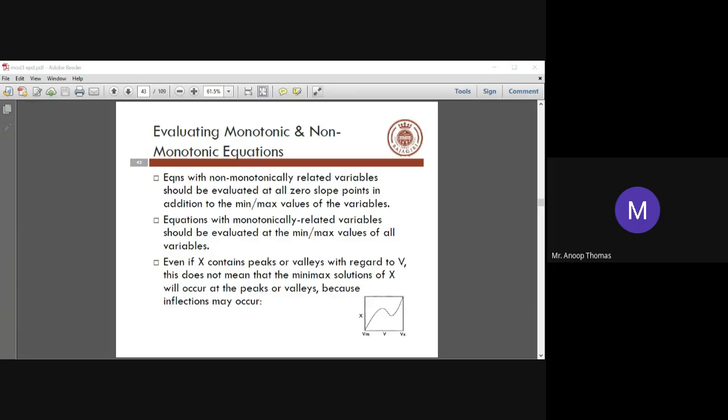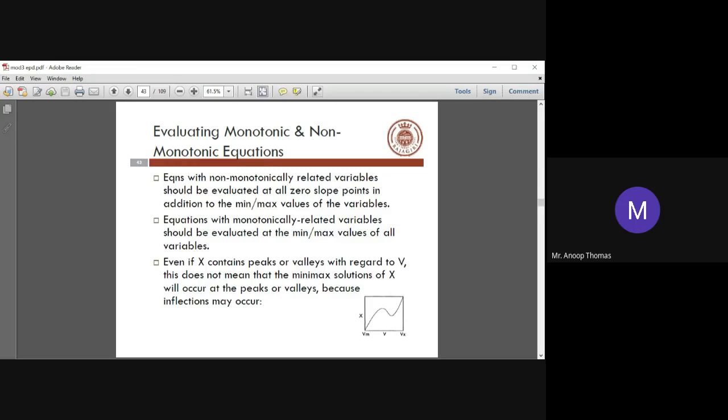Even if x contains peaks or valleys with regard to v, this does not mean that the minimum or maximum solution occurs at the peaks or valleys, because inflections may occur. It might not happen that it is at the peaks; it might be at a completely different value. So here there is a minimum and a maximum, but x gets the minimum value at Vm and the maximum value at Vx, even though you have peaks and valleys.